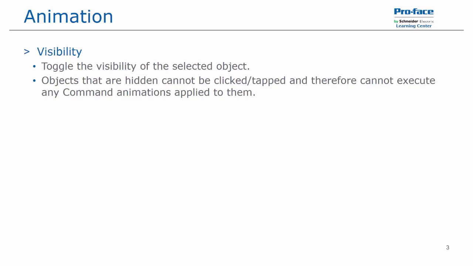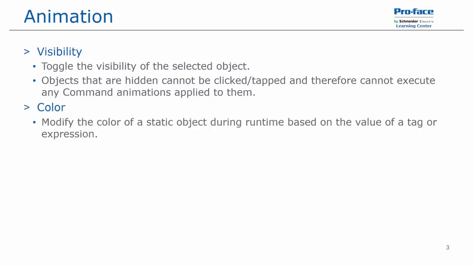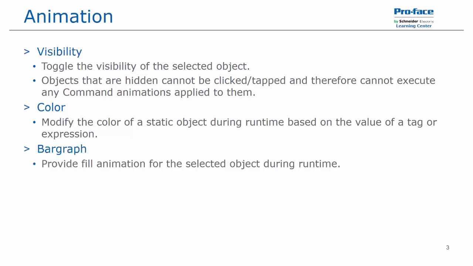The most common is visibility, and this allows you to toggle the visibility of the selected object during runtime. And any objects that are hidden or invisible cannot be clicked or tapped, and therefore cannot execute any sort of command animations applied to them. Then we have color animation, which allows you to modify the color of the object based on the value of a tag or expression.